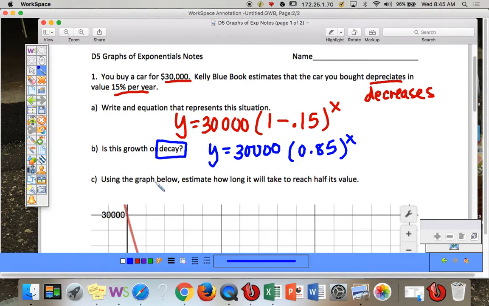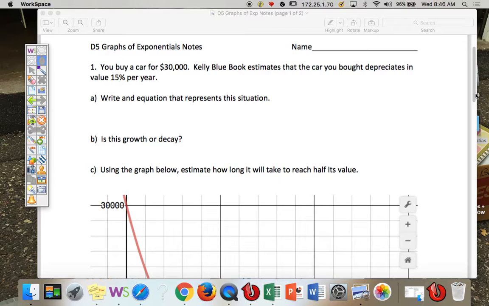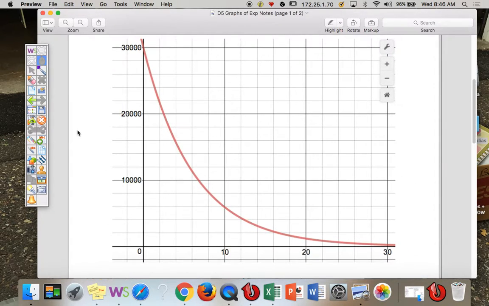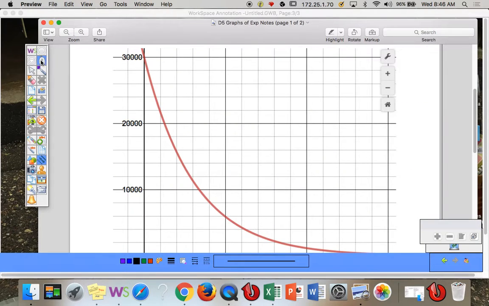It says, using the graph below, estimate how long it will take to reach half its value. Well, half its value, if it starts at 30,000, would be 15,000. So half its value we're looking for when is at $15,000. And if I look at the graph right here, let's make this a little bit smaller. 15,000, I'm going to draw a line down.